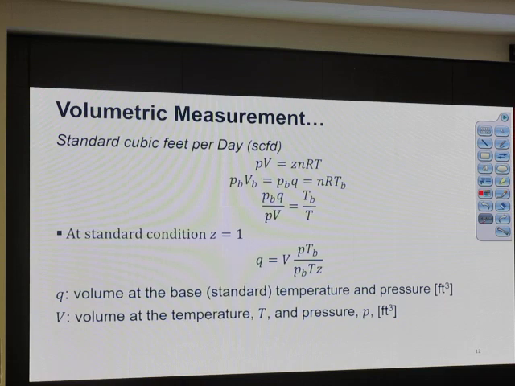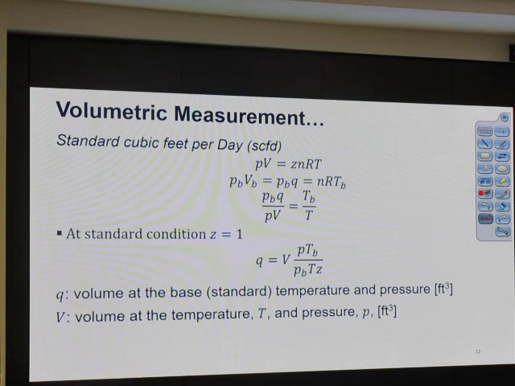This is a derivation. PV equal to ZnRT: base pressure times base volume equal to base pressure multiplied by flow rate multiplied by n, R, and T. This is base pressure. The volume that they report will be volume at the base pressure. Then combine those two equations, divide this equation by that equation, and they get that. Rearrange it, get that. Q is the base volume at a certain pressure. V and T are the volume and temperature of measurement.